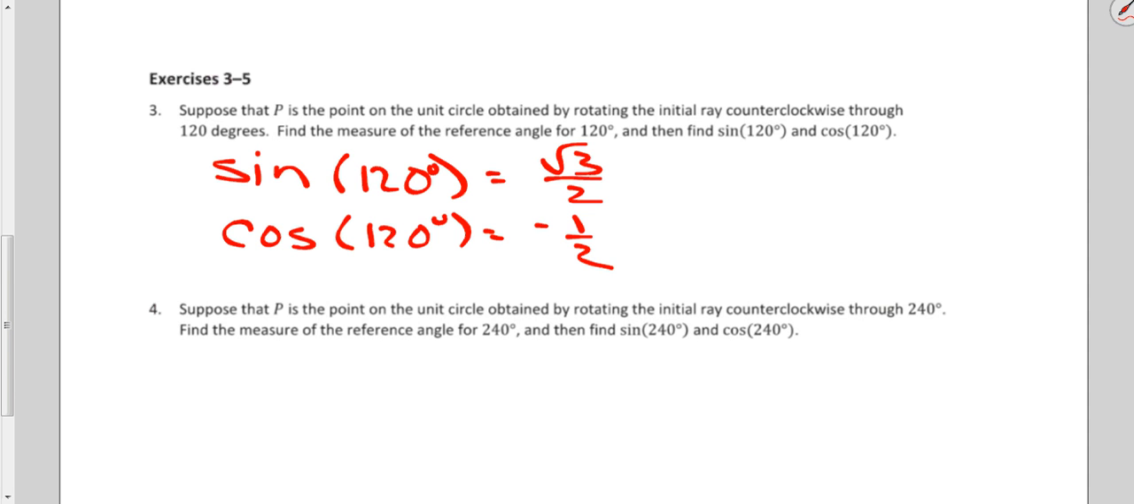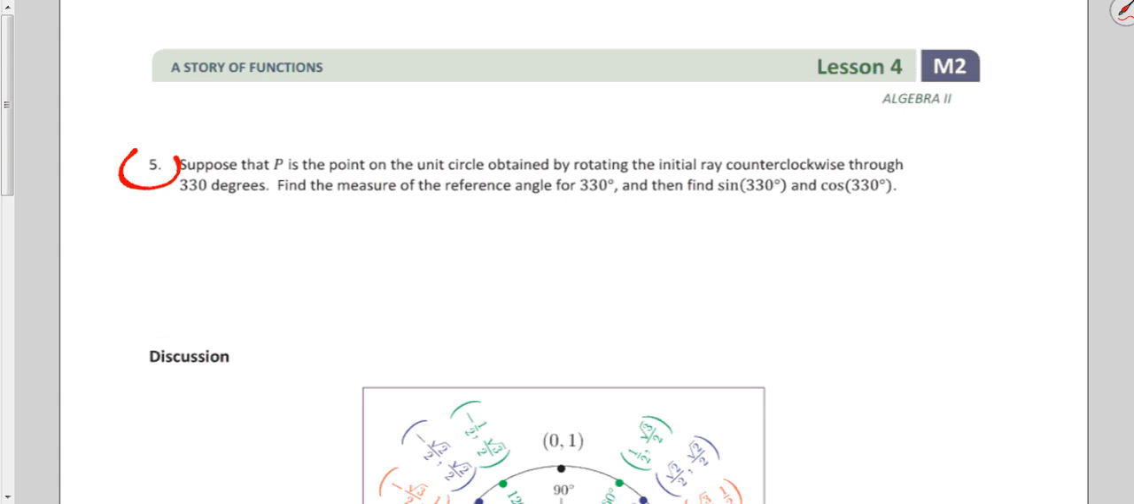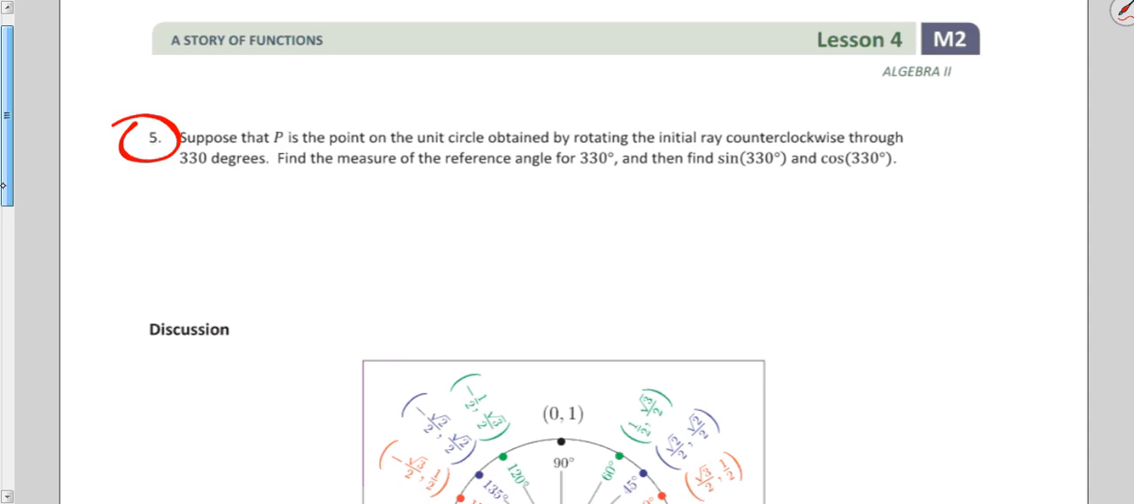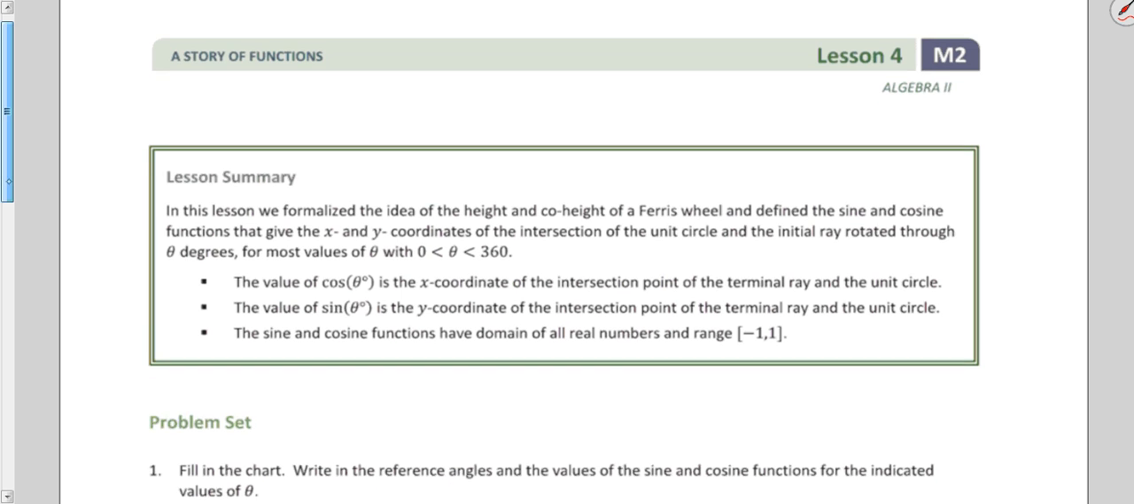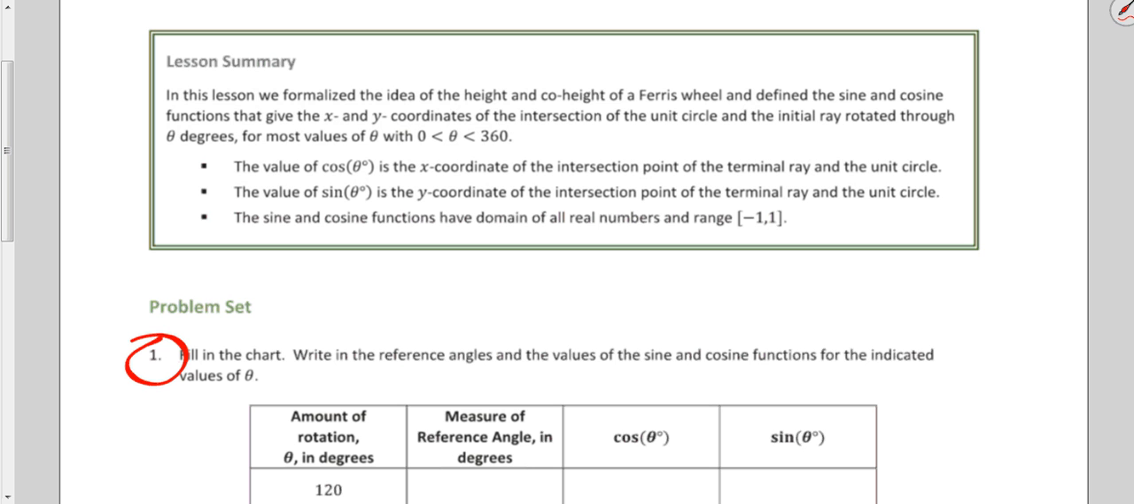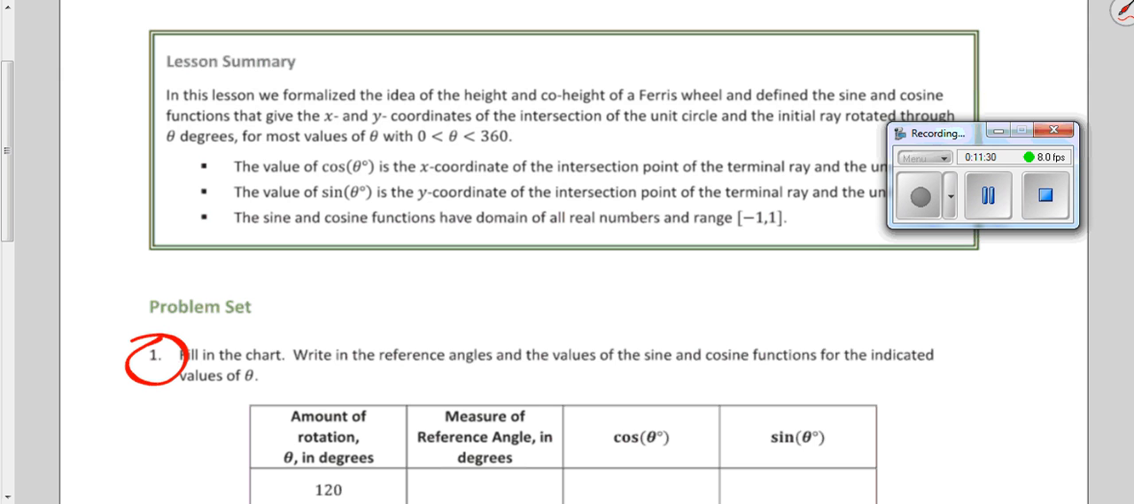You get to do number 4, number 5, and problem set number 1. Exercises 4 and 5, and the problem set number 1 are due on Monday.